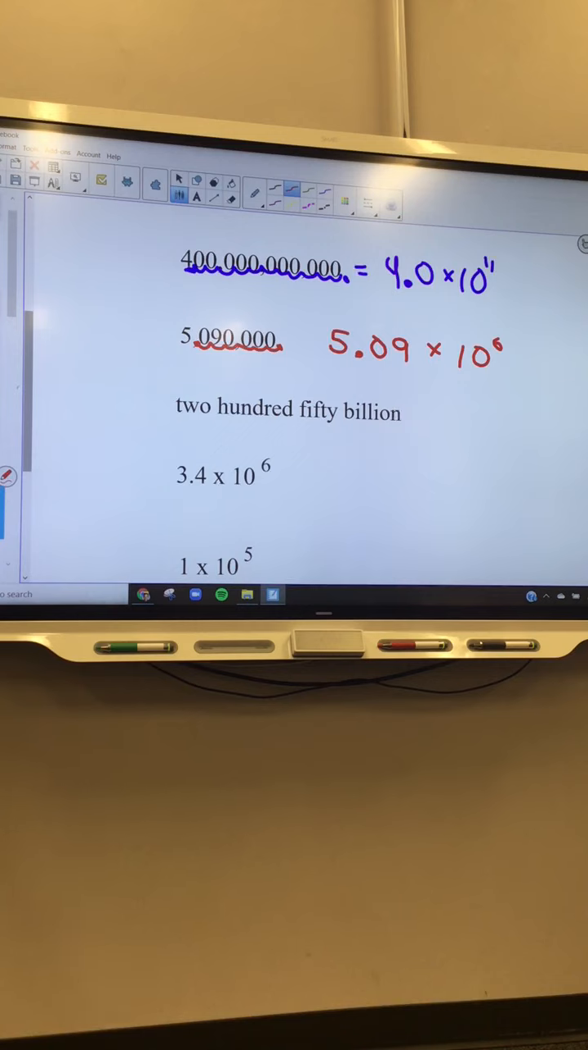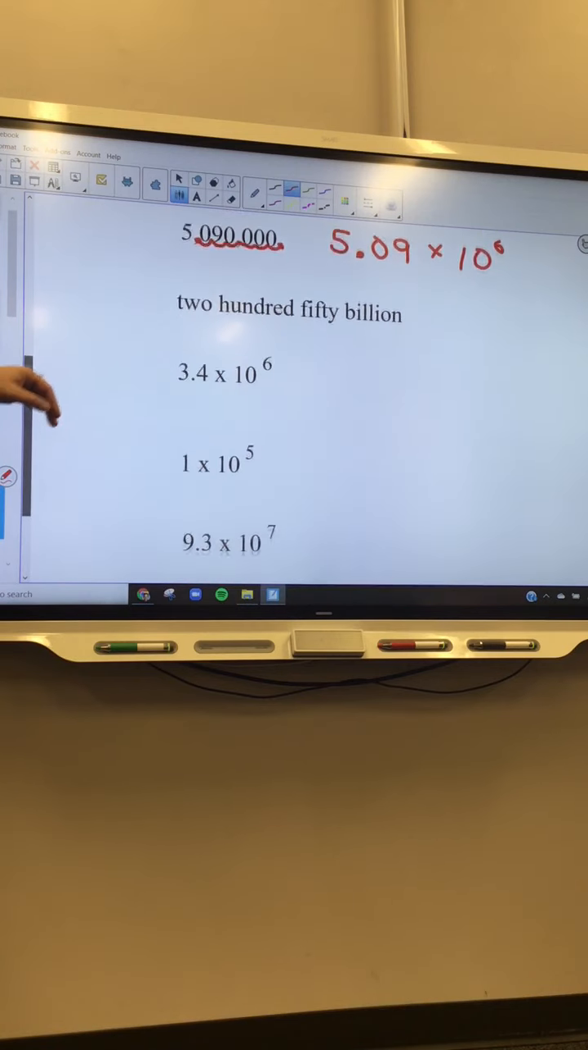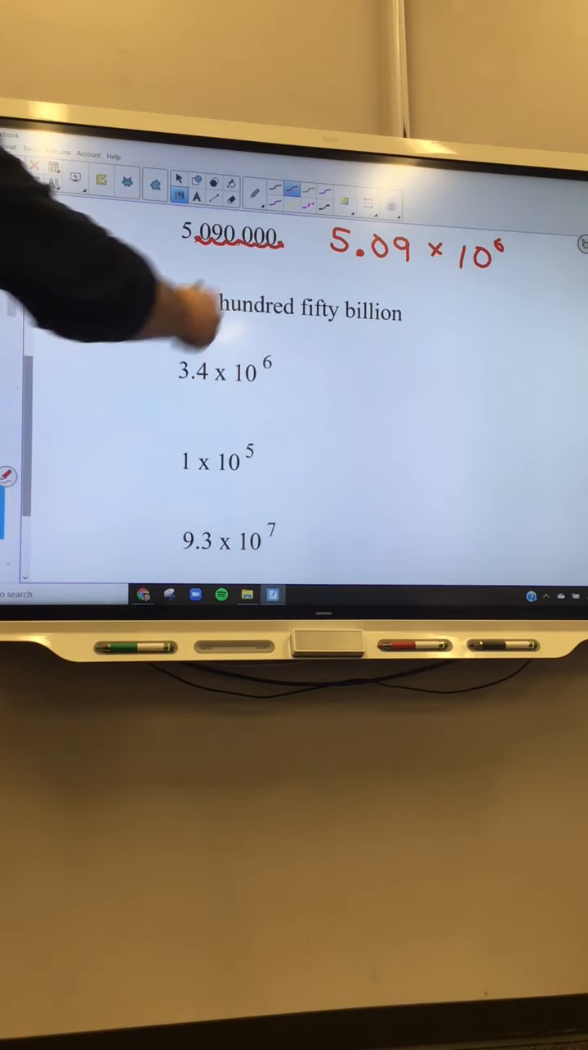Okay. Try doing the same thing with 250 billion. First of all, write out 250 billion longhand, and then change it into scientific notation. That's a lot of zeros. Good. So how do I change it into scientific notation now?